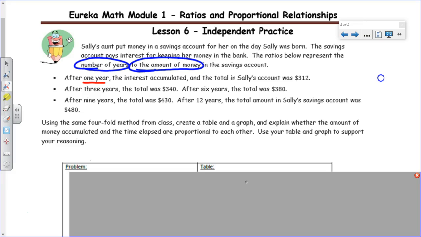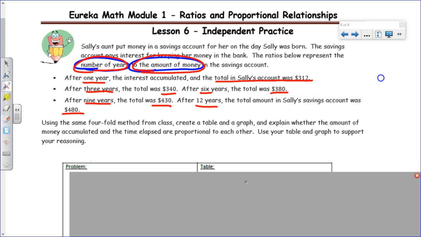After 1 year, the interest accumulated and the total was 312. After 3 years, the total was 340. After 6 years, the total was 380. So hopefully you're noticing that as the years go up, the money's going up. After 9 years, the total was 430. And after 12 years, the total was 480. Our job right now is to determine, is this a proportional relationship? So is the number of years proportional to the amount of money?